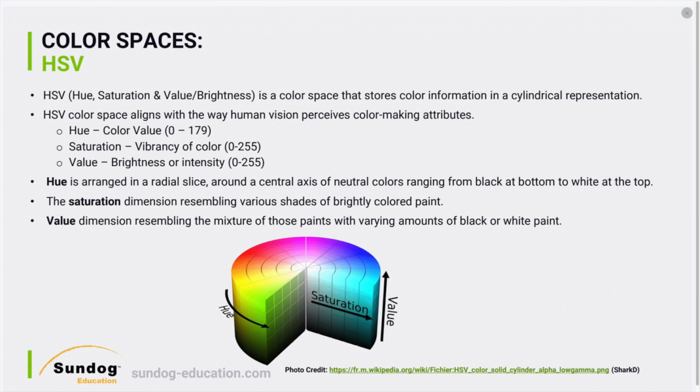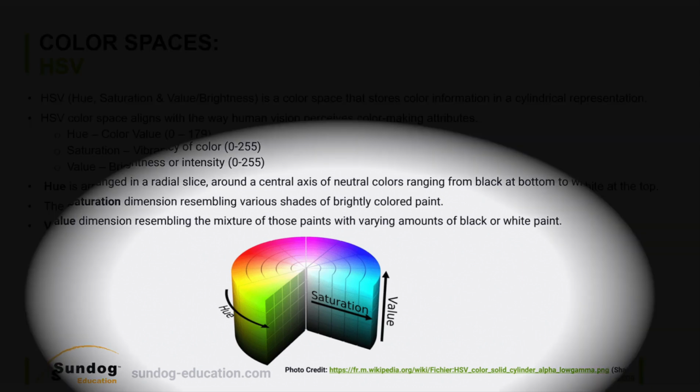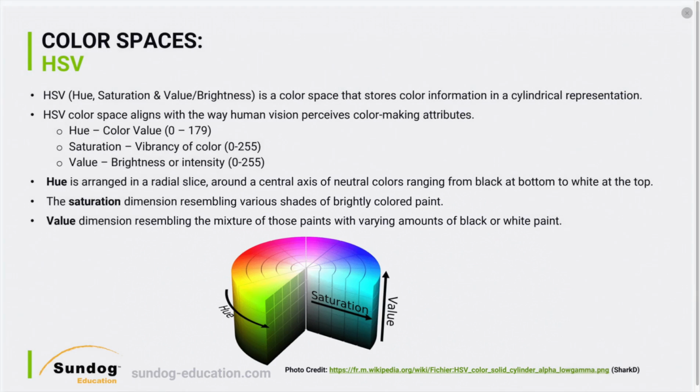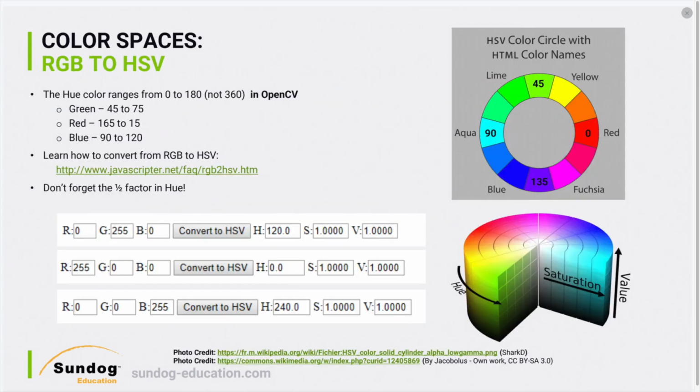So the value resembles the mixture of those paints with black and white. If you go with a value of 0, it's totally dark. That's what we can see here on the bottom. If you increase the value, it becomes more like the true color, more bright. All right, perfect. That's pretty much all we need to know when we represent color in HSV format. Let's look at a couple of examples of conversions from RGB to HSV.